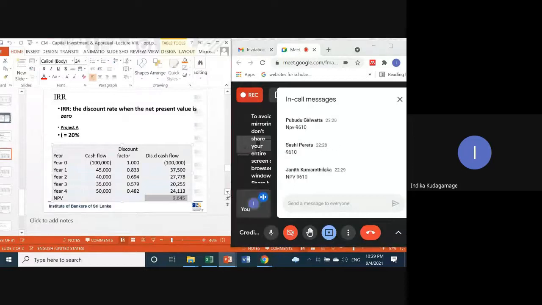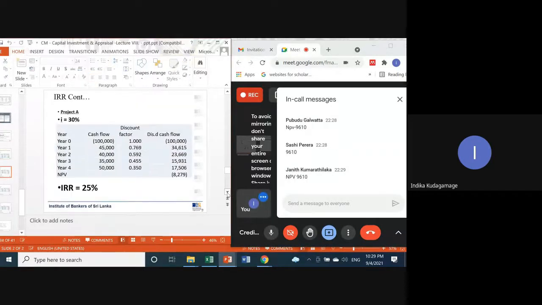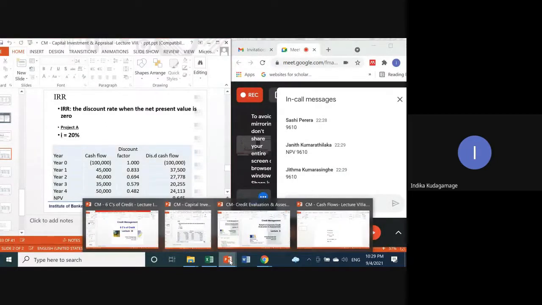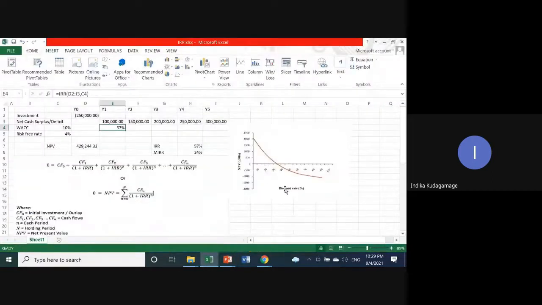Now do the same thing for this one. Now what happened? I applied I equals 20 and you got a positive NPV. That means you are here. Now you want to find a negative NPV. That means you have to have a higher interest rate. If it is a lower interest rate, NPV will move towards this side. You want a negative one, so you have to move the discounting rate to the higher side.